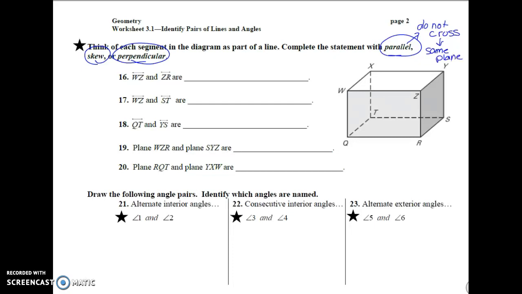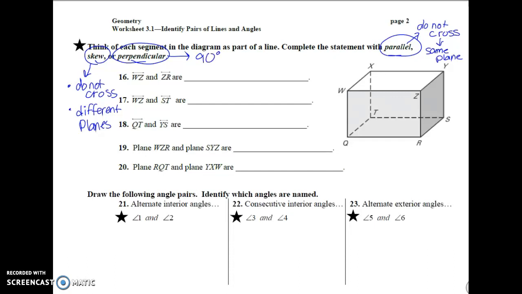When you think about skew lines, those are also lines that do not cross or intersect, but they must be in different planes. That's the important thing about that. Both parallel and skew never intersect, but they are in the same plane or different planes. And then perpendicular things, remember, intersect at 90 degrees.